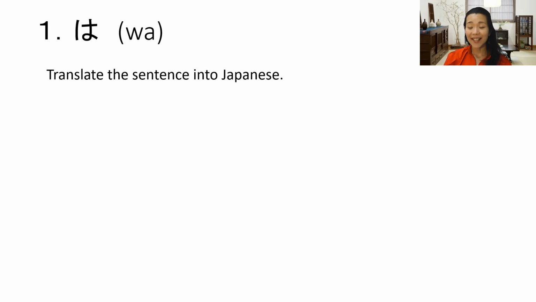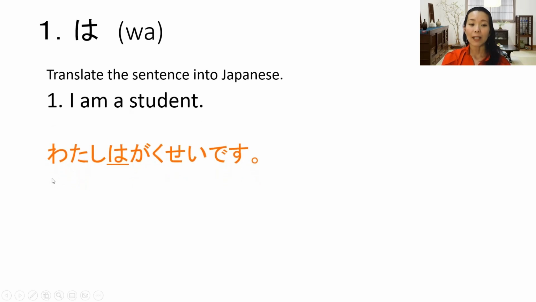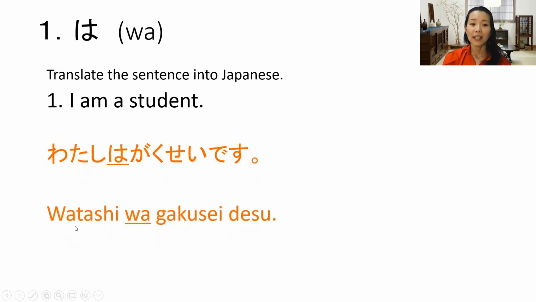I'll give you an exercise with three sentences. Please try to think about what the answer would be. How would you say I am a student? You could take a note, or if you already know, you can skip here. Okay, so that means 私は学生です。Let's practice. Repeat after me.